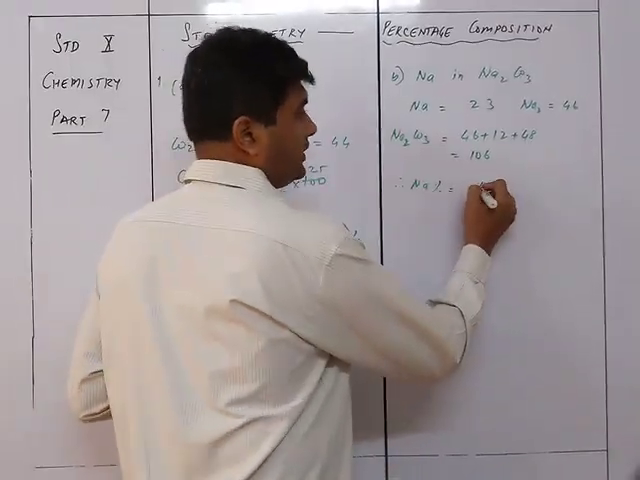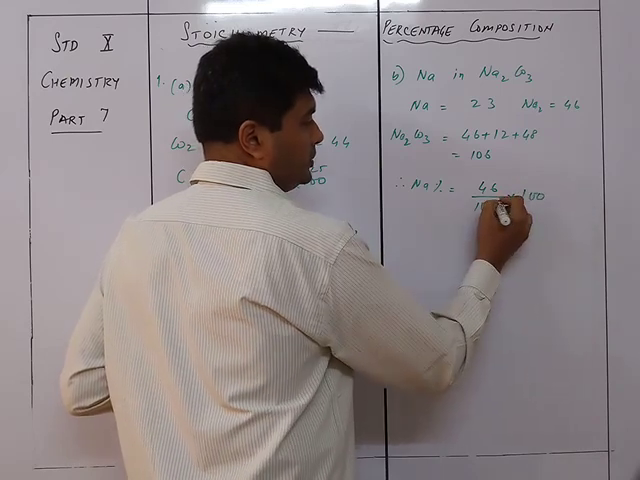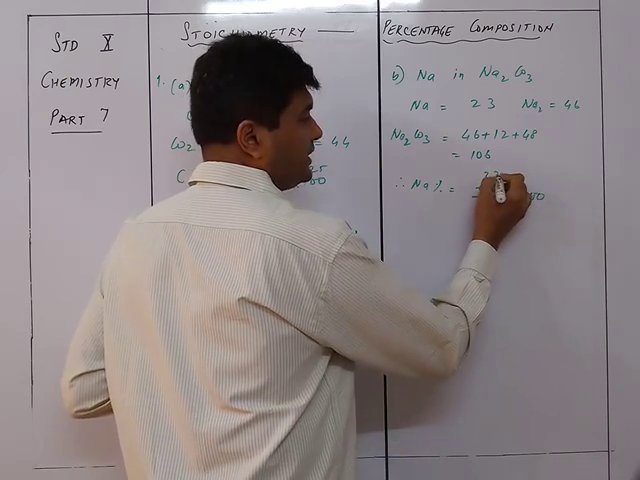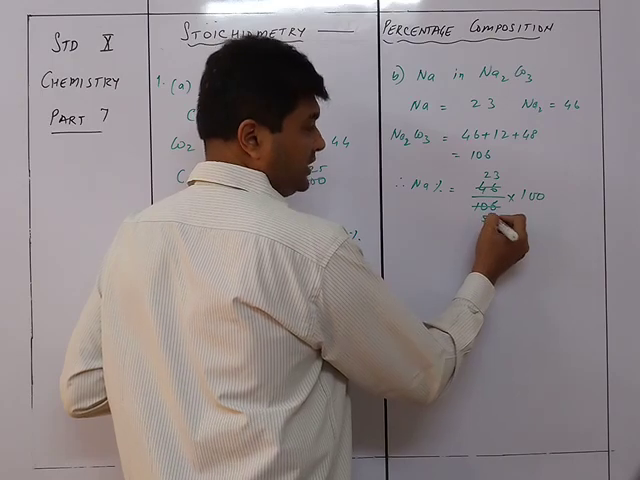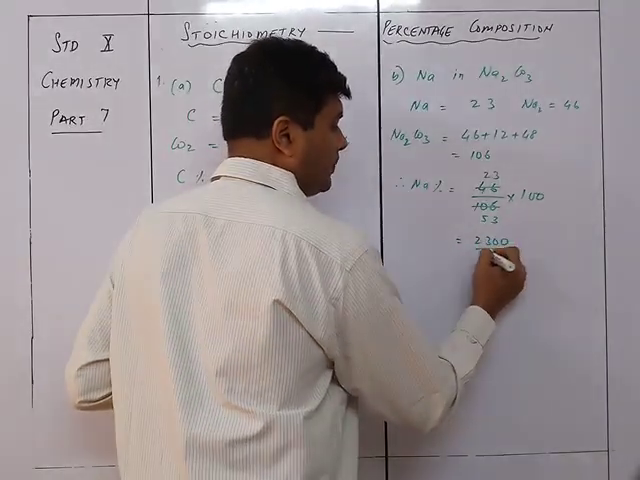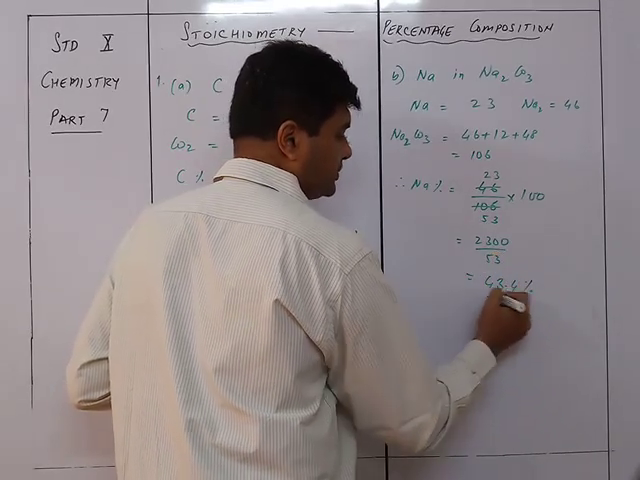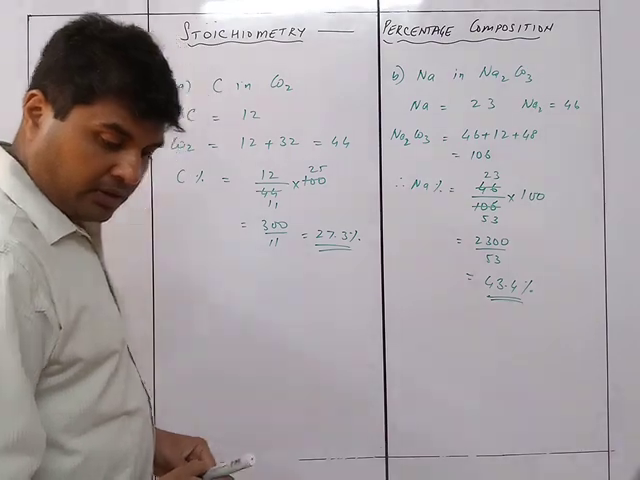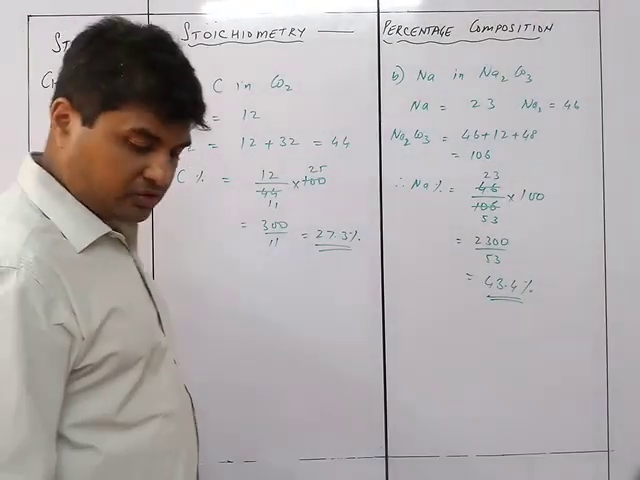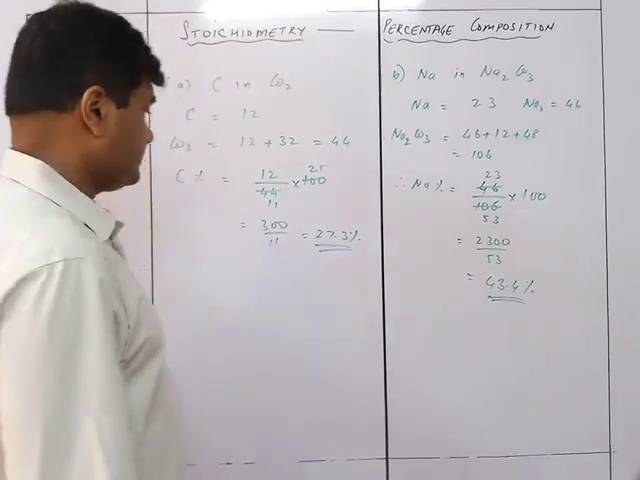So it was 46 upon 106 into 100. So this is 23 and this is 53. Okay, so that is 2300 upon 53. That will be 43.4% approximately. Yeah, the calculation is the most important part, so you need to take care of the calculations, but easy ones.